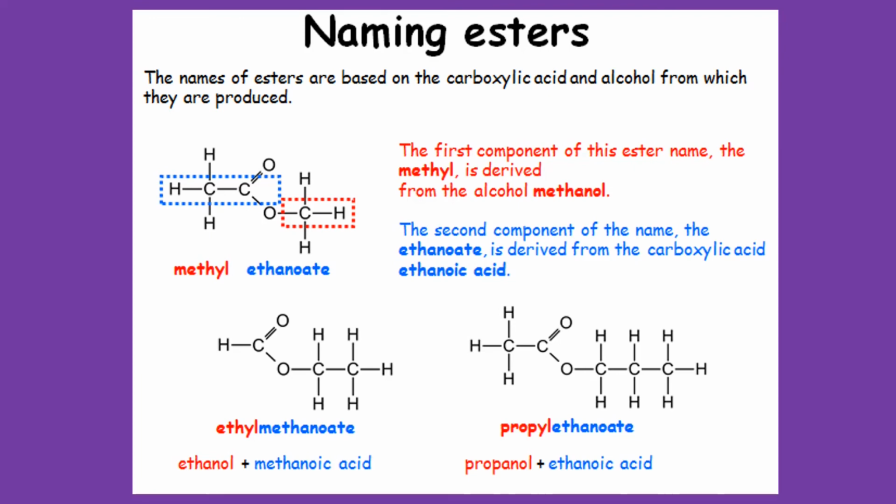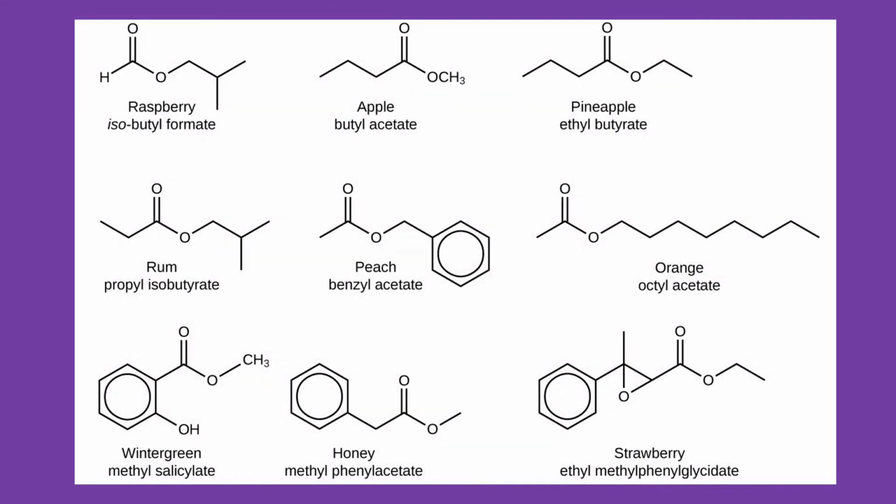Esters are named by using the first group from which the alcohol is derived and then the group from which the carboxylic acid is derived. Then, the suffix ate is added. These are some common esters used for flavoring.